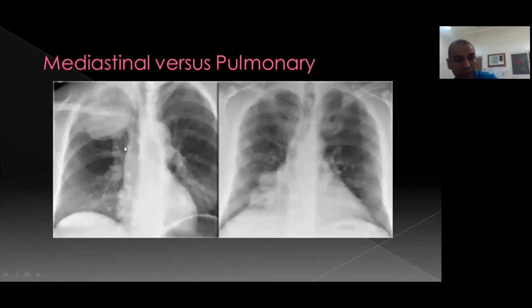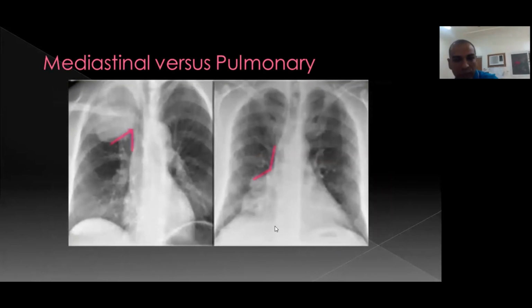Simply, we have here an example. We have here a shadow that forms an acute angle with the mediastinum. So this one is a pulmonary mass, while this one forms an obtuse angle with the mediastinum. So this one we have a mediastinal mass.